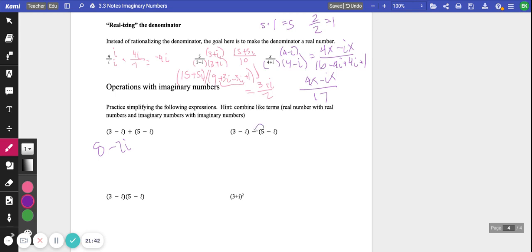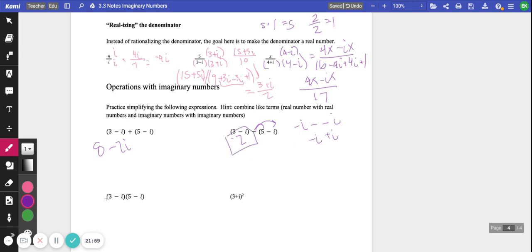So make sure we distribute the negative to both pieces. 3 minus 5 is negative 2. And negative i minus a negative i. I want you to remember that subtracting a negative is the same as adding. Those go away. And we just have negative 2.